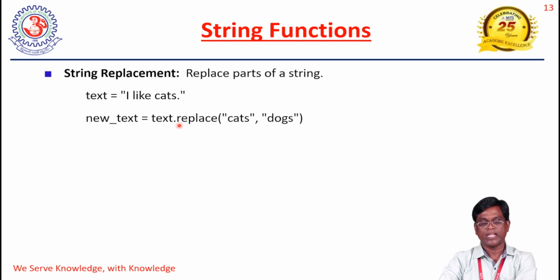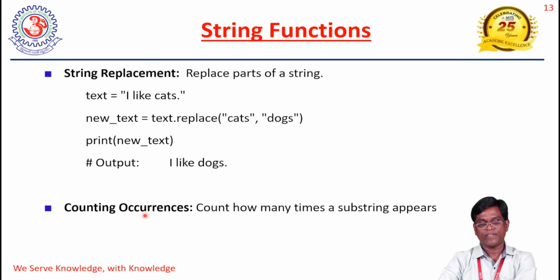Text.replace of cats. This cats is the already existing substring, and I want to replace that particular substring with dogs. So now what happens to this string is that cats will be removed and replaced with the dogs substring. If you print it, we'll get the string I like dogs.